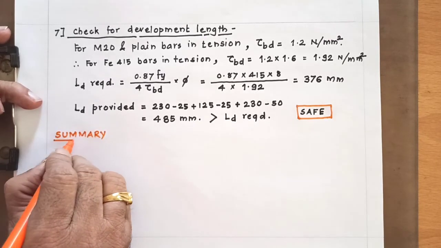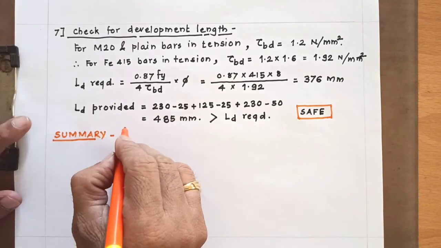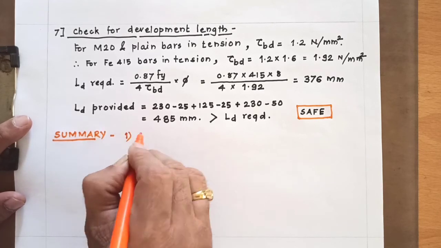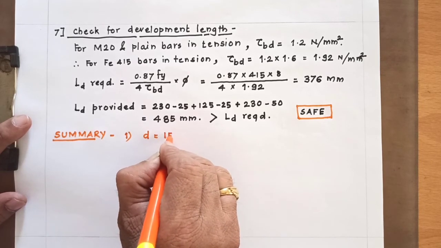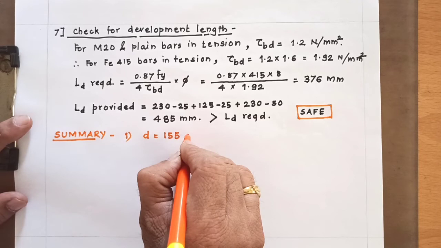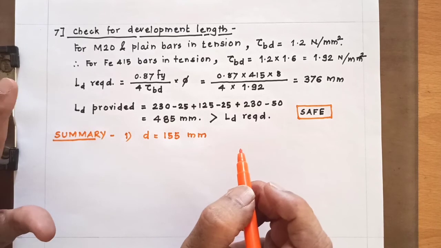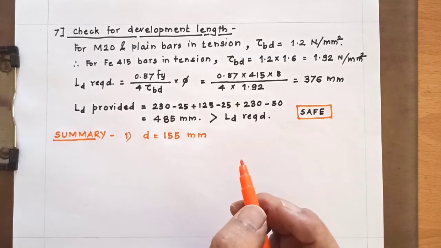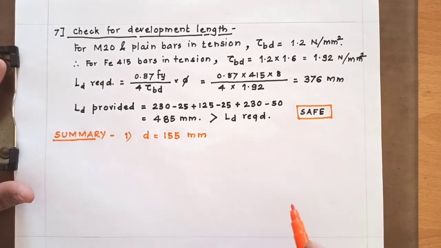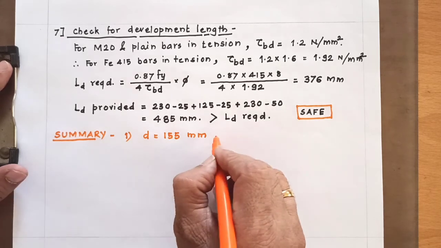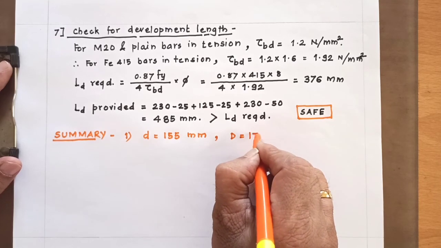Summary. Now what is the summary? First one, effective depth equals 155 mm. Now this effective depth will be provided at the fixed end only, because as you approach towards the free end, bending moment reduces, so you can reduce it. I will explain it when we draw the figure. Capital D equals 175 mm.